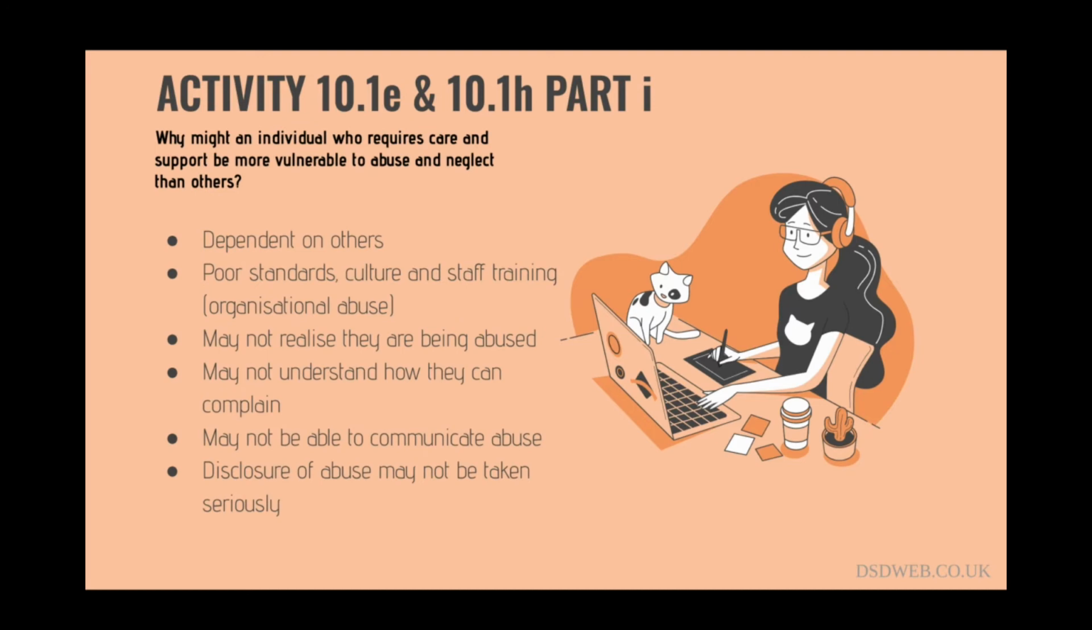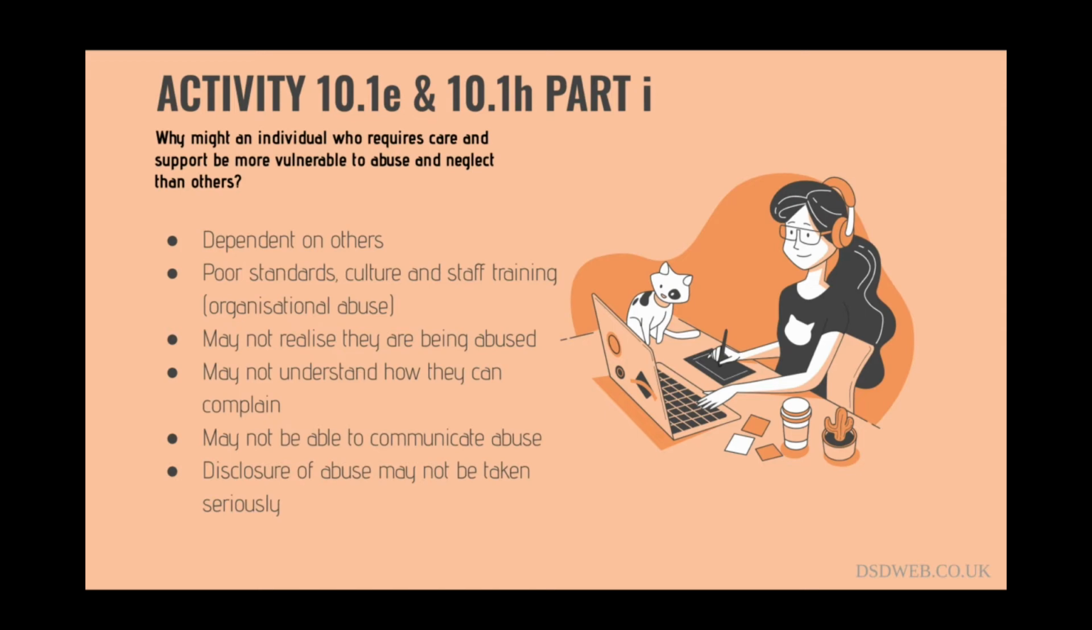The next activity asks you why you think that an individual that receives care and support may be more vulnerable to abuse and neglect than others. Individuals receiving care may be dependent on others to assist them with certain activities, which can potentially leave them susceptible to abuse or neglect. They may receive care in their own home, which is easier for an abuser to hide actions, or a residential or care home where the standards are poor and inflexible.